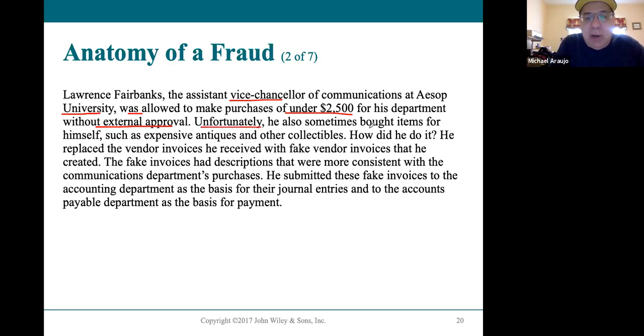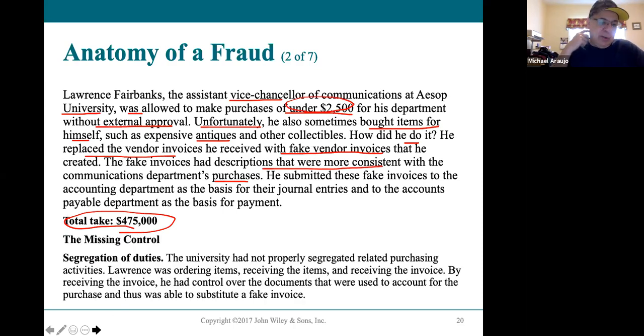Unfortunately, he also bought items for himself, such as expensive antiques and other collectibles. Well, how did he do it? He replaced the vendor invoice he received with fake invoices he created. The invoices had descriptions that were more consistent with the purchases of that department. He submitted them and he got paid. How much did he end up taking from this university? Almost $500,000 this way. That's a lot of $2,500 purchases.